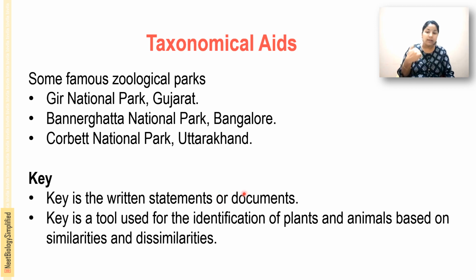It is kept as a document. And key is a tool used for the identification of plants and animals based on their similarities and dissimilarities. This is also another question: which taxonomical aid is used for the identification of plants and animals based on the similarities and dissimilarities? That is key. Key is a written statement or document.